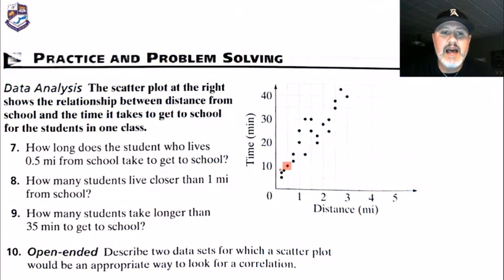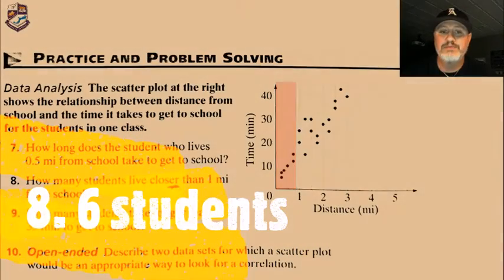Okay, number 8, how many students live closer than 1 mile from the school? This one you have to be tricky with, closer than 1 mile. Notice, these people live closer than 1 mile, but we're not including these people right here. These people are not included because they live exactly a mile. Closer means less than. So that would be 1, 2, 3, 4, 5, 6 people.